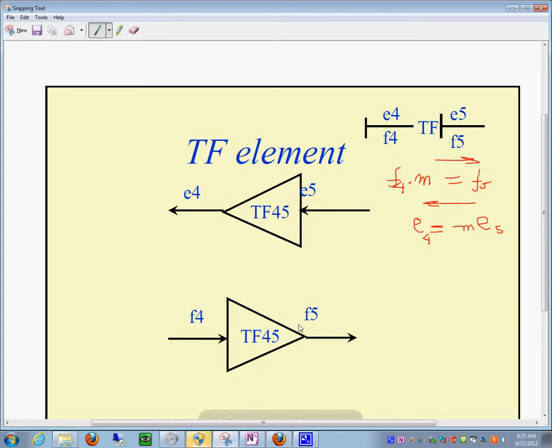On this one, let's practice so that you get some practice doing this. What is the input on this side? Here is F sub 4 times the TF is F5. Okay, so these are the two equations that we have for this.